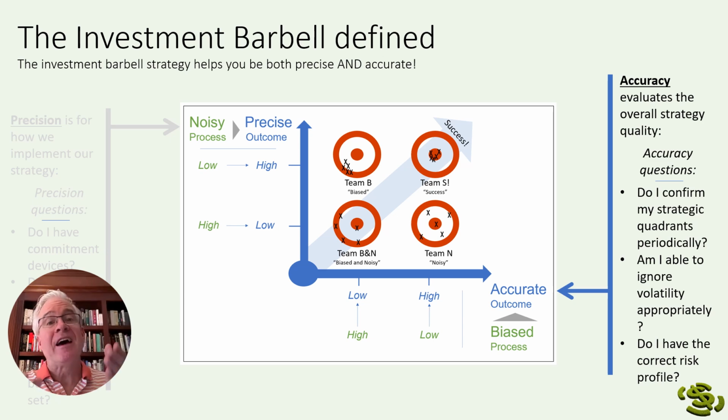Accuracy, on the other hand, evaluates the overall strategy quality. Accuracy is goal focus, like the bullseye in the middle of the dartboard. Good accuracy questions include, do I confirm my strategic quadrants periodically? Am I able to ignore volatility appropriately? Do I have the correct risk profile?